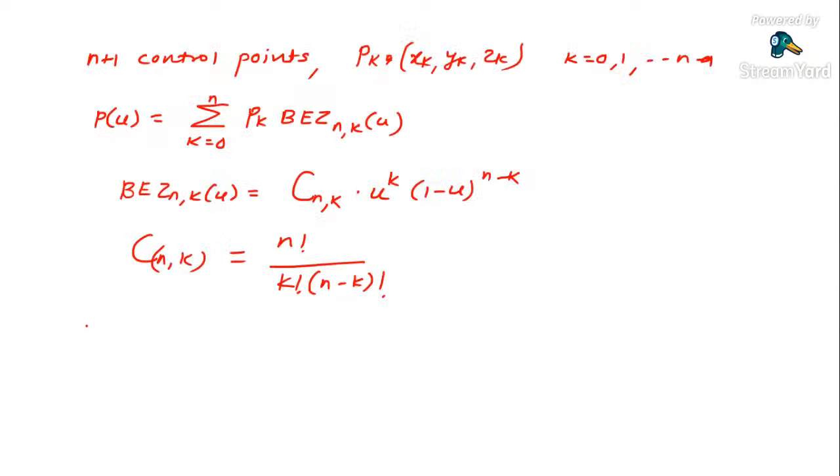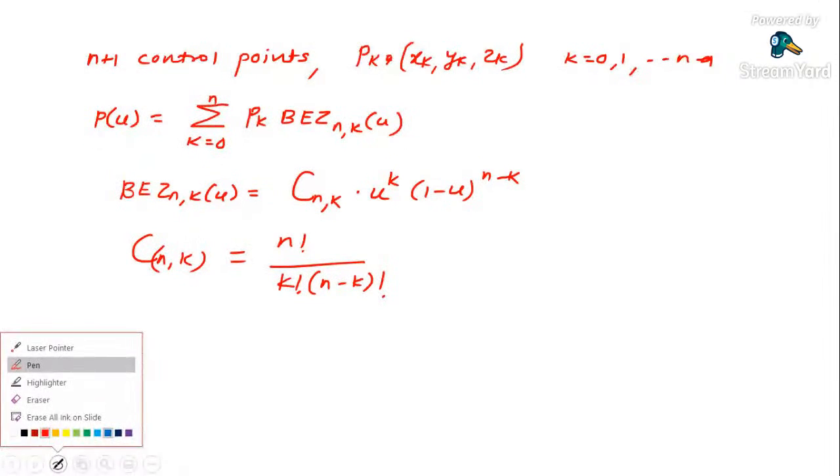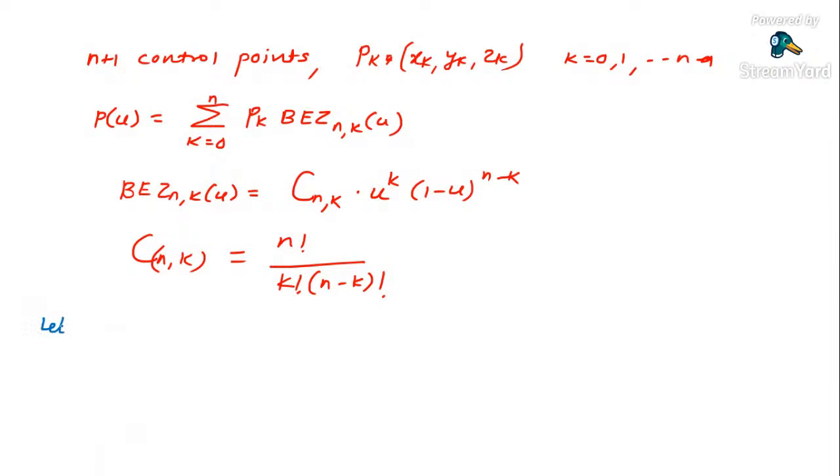Now see, suppose there are 4 control points. Then n plus 1 is equal to 4. So n is equal to 3.